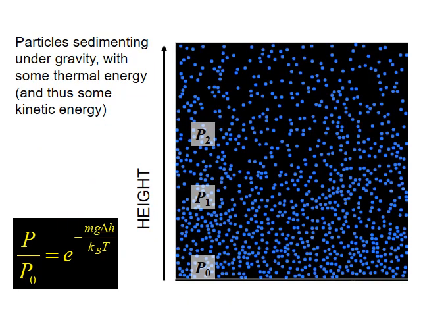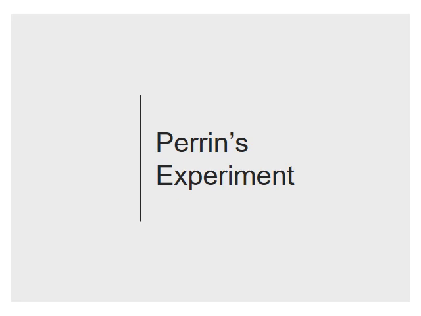So what we get then is that particles will sediment under gravity. So based on their thermal energy, there will be some distribution of particles. We'll get more particles near the bottom and fewer particles near the top of any container. And here we can include the atmosphere as a container. This leads us to Perrin's experiment.